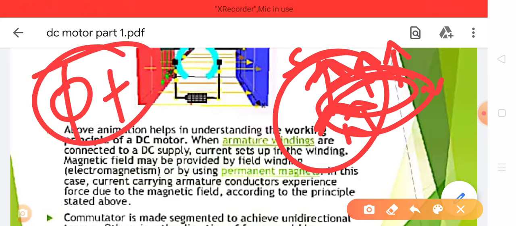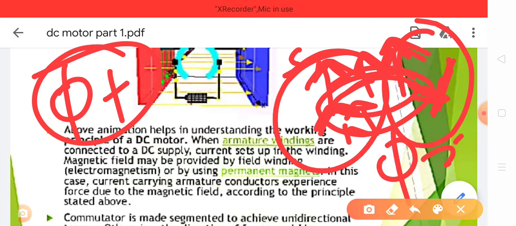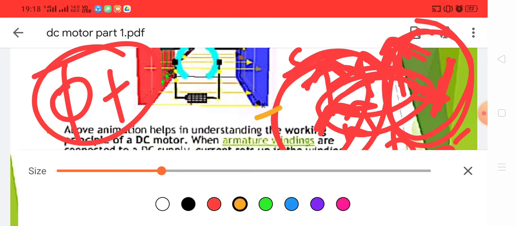When the two fluxes are in the same direction, the flux will be added, so there will be more flux. On your right hand side, one flux is in the upward direction and one is in the downward direction. So these two cancel each other, and that will be less flux. So compared to the two sides, on the left hand side you have more flux, and on the right hand side you have less flux. So here there is high flux and low flux.